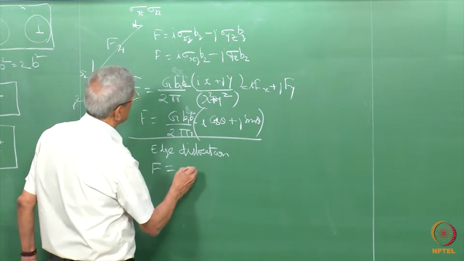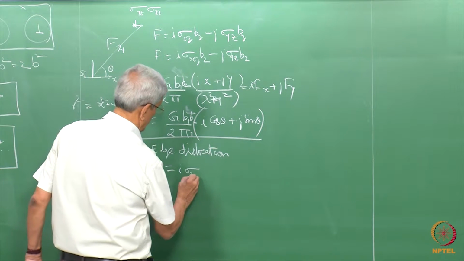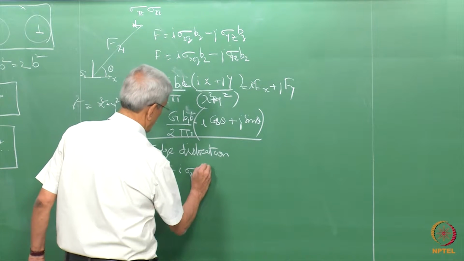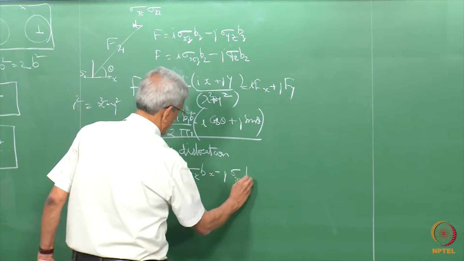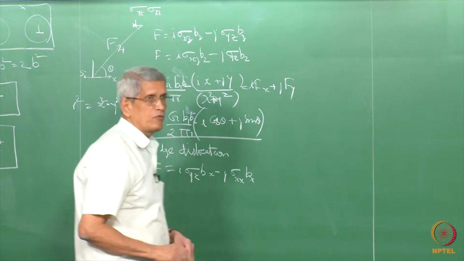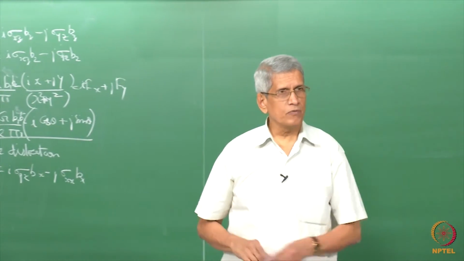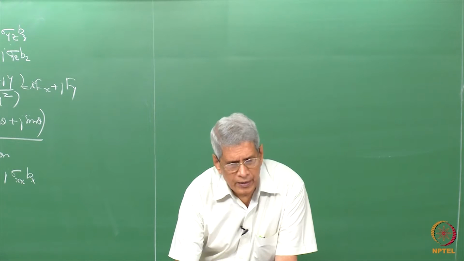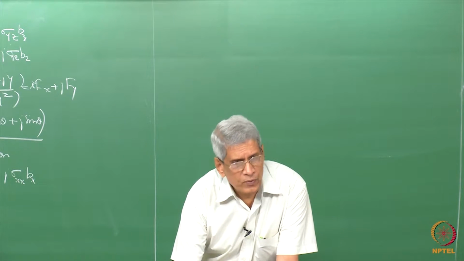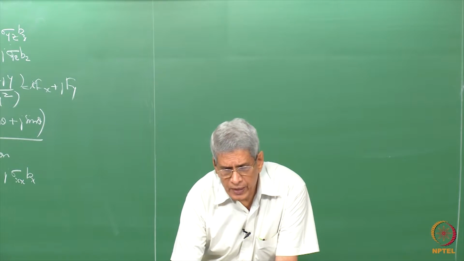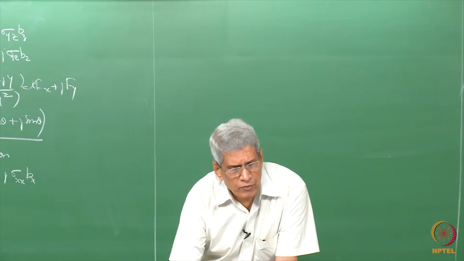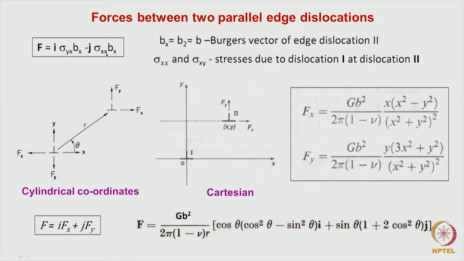F equals... correct. This is the force which is going to be there. Now Bx will be nothing but, if the second dislocation has a Burgers vector B2, assume it to be, then it will be B2, and if the first one has B1, then we have to substitute for sigma yx and sigma xx the expression which we have derived for the stress field around an edge dislocation.